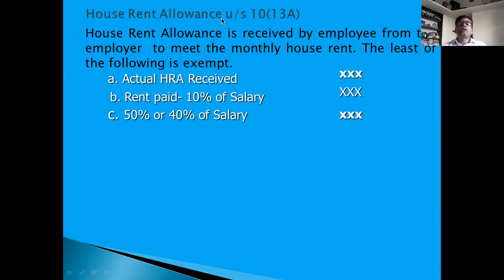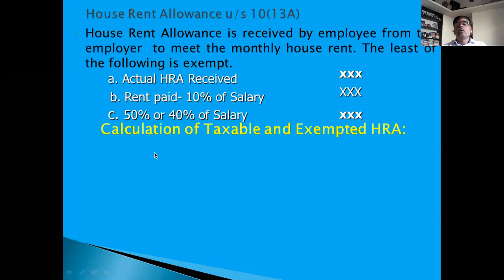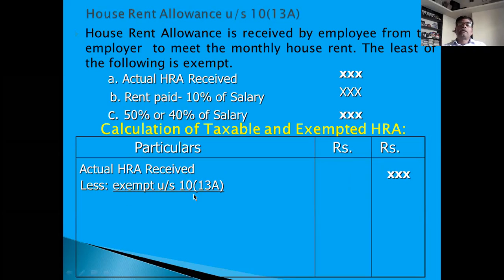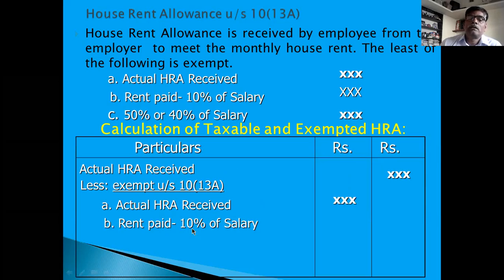This is regarding house rent allowance. And how to calculate this? You see the calculation of house rent allowance. You make one particular column and two amount columns. First, you take the actual house rent allowance received in the outer column. Then less exempted under section 10 subsection 13A. Under that, first you take actual HRA, the same amount. Secondly, you take rent paid minus 10% of salary. You take rent paid, out of that you deduct 10% of salary. Salary means salary plus DA if eligible for retirement benefit. Otherwise, DA is to be eliminated.